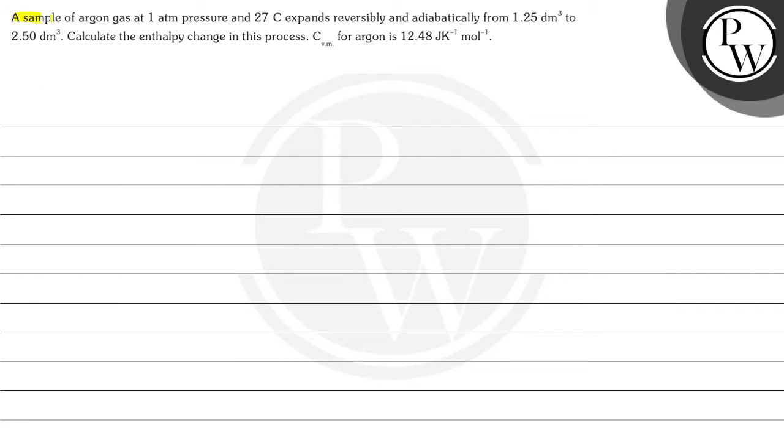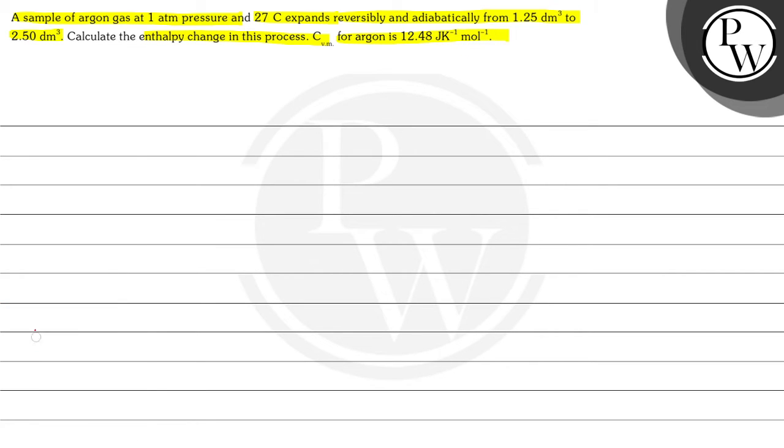Question says a sample of argon gas at 1 atmospheric pressure and 27 degree centigrade expands reversibly and adiabatically from 1.25 decimeter cube to 2.50 decimeter cube. Calculate the enthalpy change in this process. CVM for argon is 12.48 joule per Kelvin per mole.